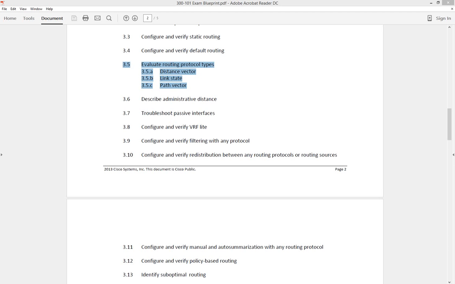Now, when we get into BGP, BGP technically isn't a routing protocol. BGP is an application that advertises routes. Now, one could argue it's a routing protocol, but technically it's not.